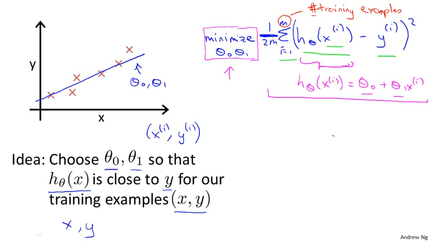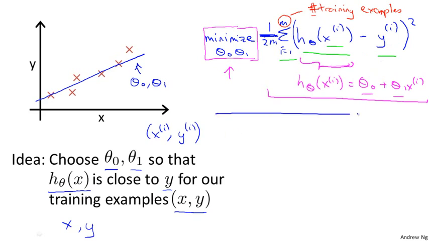Okay? So just to recap, we're posing this problem as, find me the values of theta 0 and theta 1 so that the average, or really 1 over 2m times the sum of squared errors between my predictions on the training set minus the actual values of the houses on the training set is minimized. So this is going to be my overall objective function for linear regression.